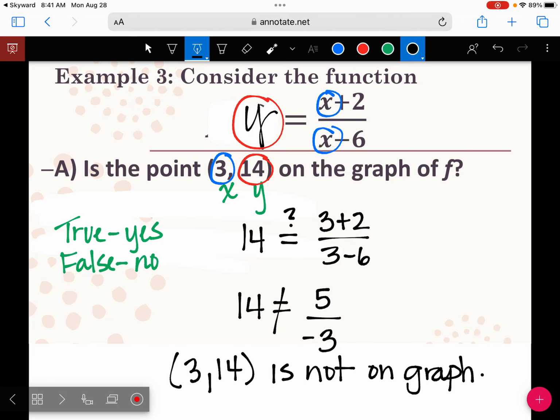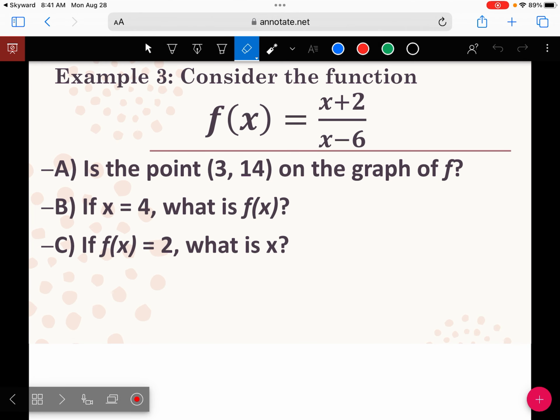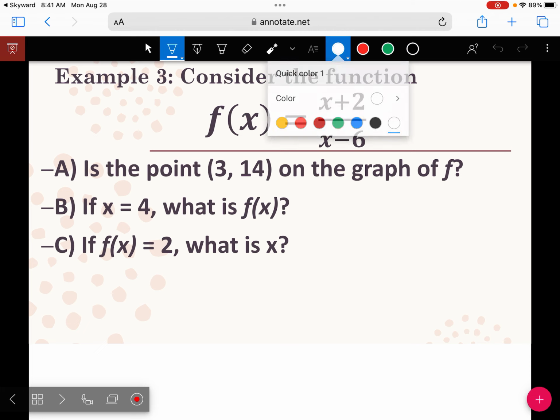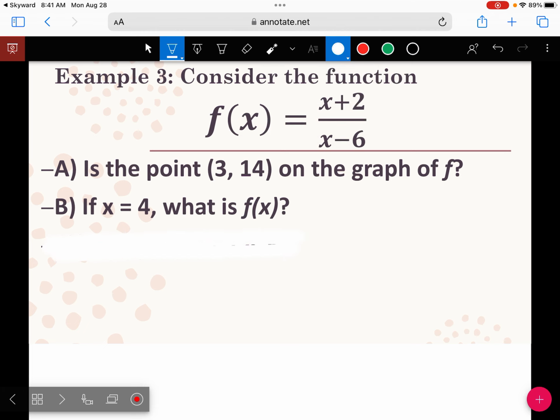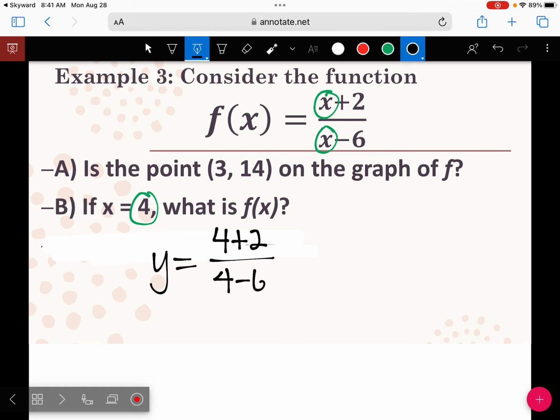All right, so let's look at part B. Part B says if x equals 4, what is y? So how do you think we're going to do that? Plug in a 4. Good. You're right. We're going to take this 4 and put it here and here to get y. So y equals (4 plus 2) over (4 minus 6).